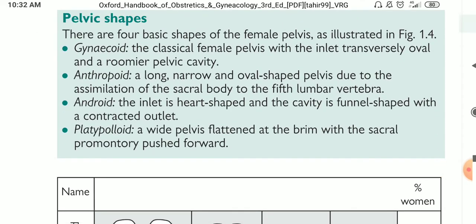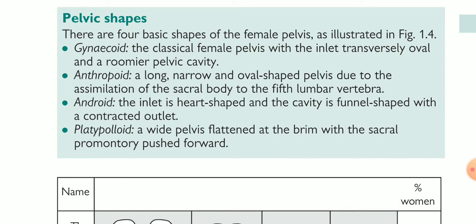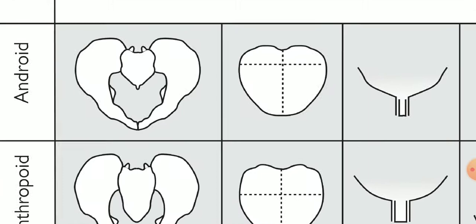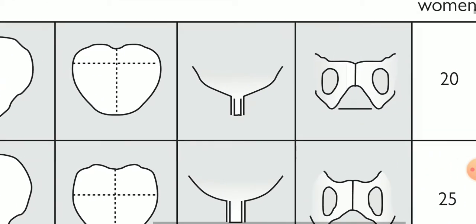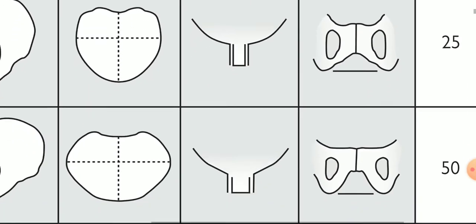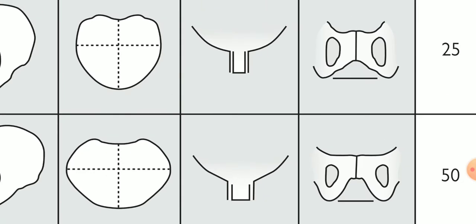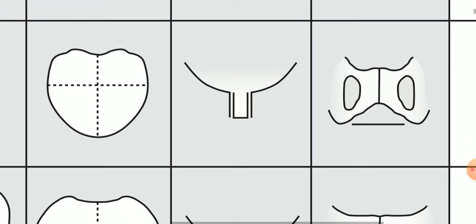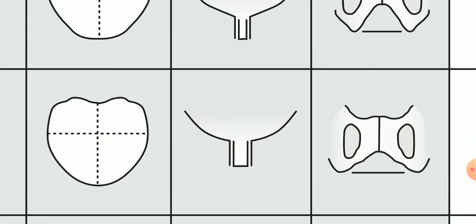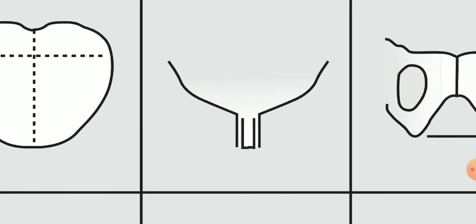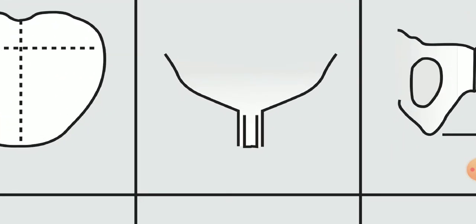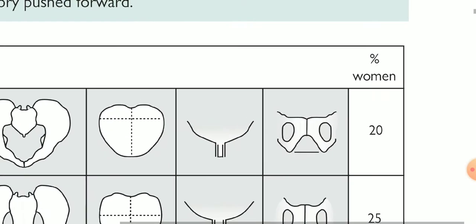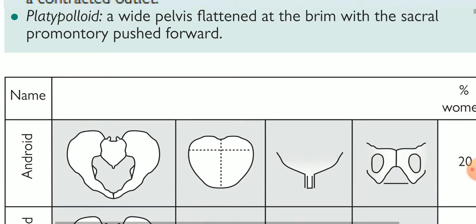The inlet is heart shape and the cavity is funnel shape with a contracted outlet. So android, here we can see it is the heart shape. If you compare these three, the widest in area is gynecoid, then a little bit smaller is that of anthropoid, then a very small and very narrow one, that is the android. So android is a very small and very thin funnel shape canal.